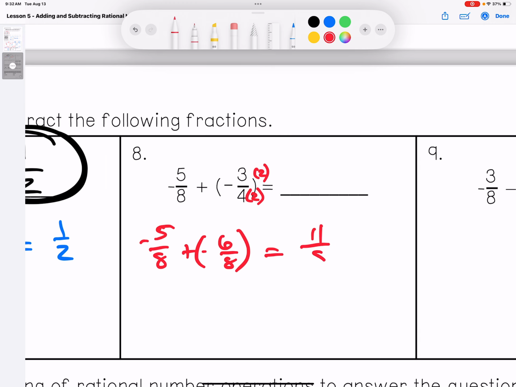It becomes 11/8. How do we turn that into a mixed number? We go 11 divided by 8, and it'll go 1 with 3 remainder. So the answer would be 1 3/8. But that is not the answer because we have to go back and check, see if it's negative or positive. We're adding. They are the same sign, so the answer stays the same. So it would be a negative 1 3/8.